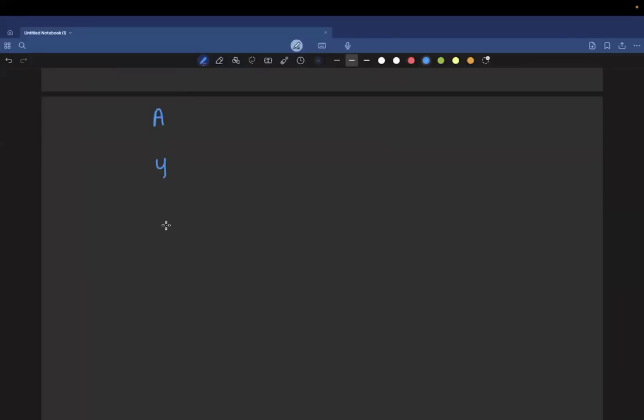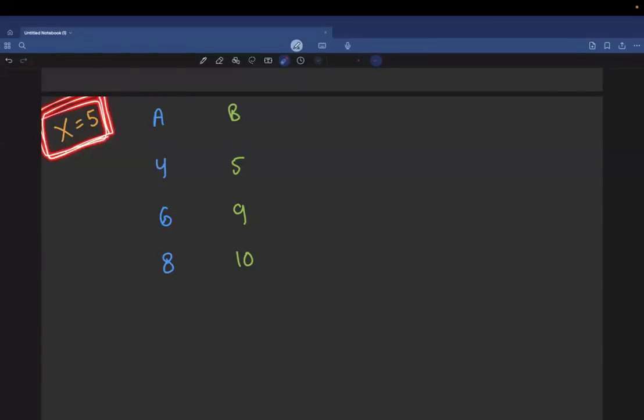So let's say there were three states. In the states, candidate A is having 4 votes, 6 votes, and 8 votes, and candidate B is having 5 votes, 9 votes, and 10 votes. So what do you think? If I'm having x equal to 5, let's say, then where should I use these votes? Try to think about it. You have, let's say, half a minute.